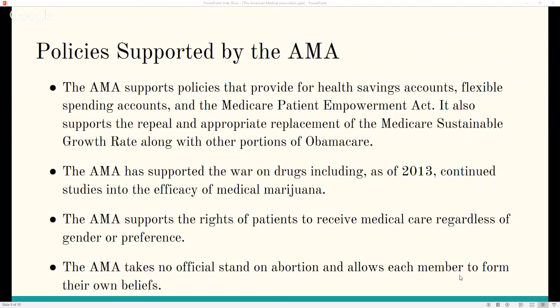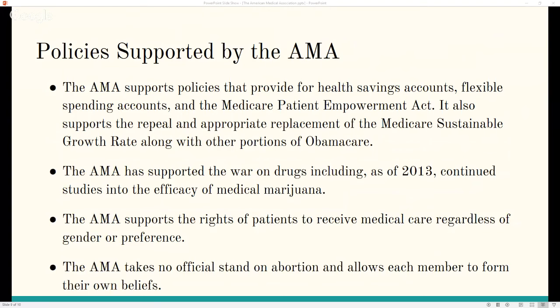Policies supported by the AMA. The AMA actually tends to lean a little bit more conservative when it comes to their policies. They tend to support GOP candidates and, like I said, a little bit more on the conservative side. The AMA supports policies that provide for health savings accounts, flexible spending accounts, and the Medicare Patient Empowerment Act. It also supports the repeal and appropriate replacement of the Medicare Sustainable Growth Rate, along with other portions of Obamacare.